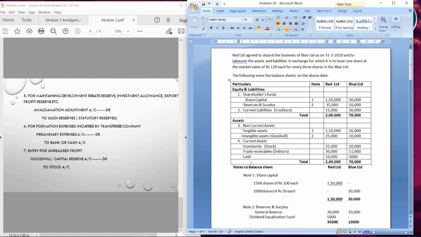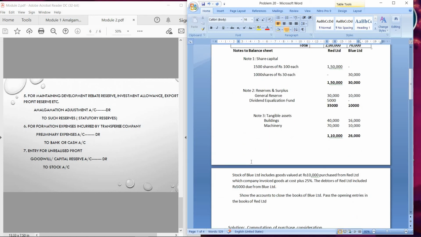Now entry for unrealized profit. Yes, you have information regarding this. Now here you see stock of Blue Limited includes goods valued at rupees 10,000 which are purchased from Red Limited, which the company invoiced goods at cost plus 25%. Now see, Red Limited and Blue Limited, they are becoming one company. That is, Blue Limited is closing down its business and it is giving all the assets and liabilities to Red Limited. And this Blue Limited is having certain stock, that is stock of rupees 10,000, which is purchased by Blue Limited from Red Limited.